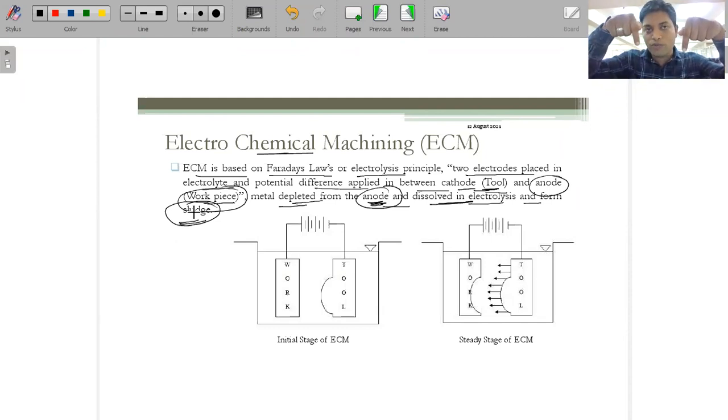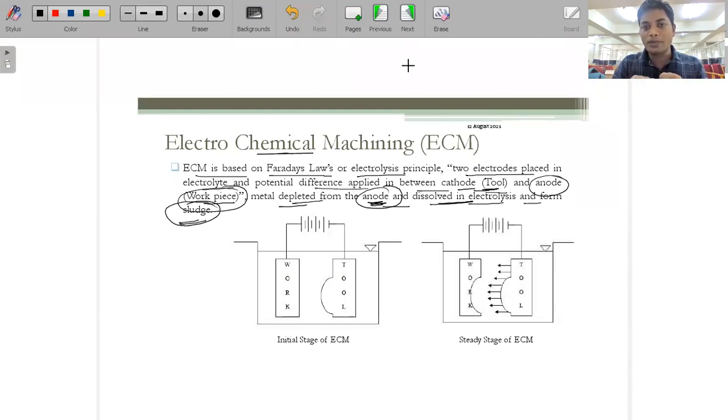We dip these two electrodes inside the electrolyte, and these two electrodes are connected with a potential difference, a DC power supply. As the potential difference is created, the current flows, and that releases the ions. Because of that the material is removed or depleted. So this is the concept.